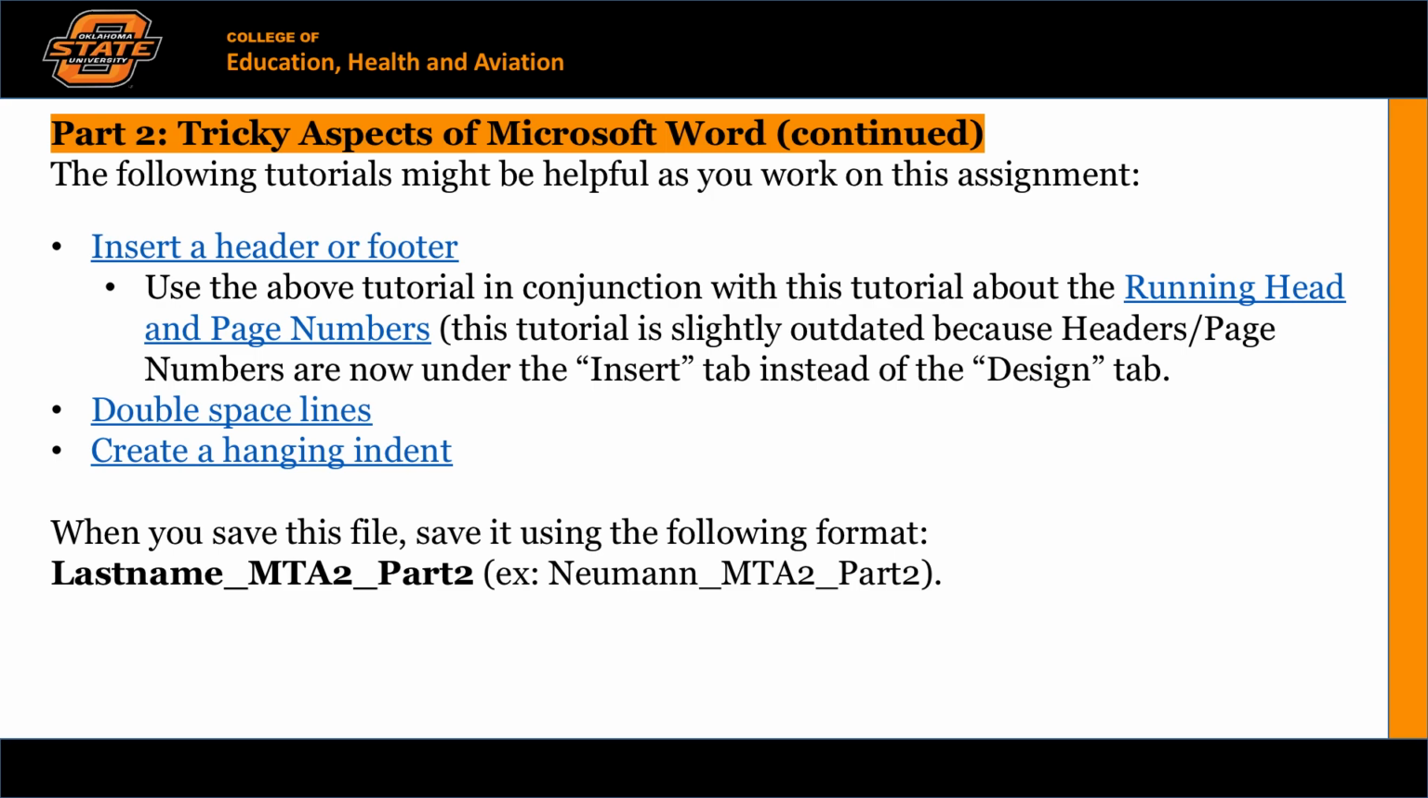First, double-spaced lines are not properly double-spaced if you hit enter or return at the end of each line twice. Okay, so that's a huge hint. So if that's what you do, use the tutorial there. And then secondly, a properly formatted hanging indent in the references section does not consist of hitting enter or return at the end of a line and then pushing tab to create an indented second line of the reference.